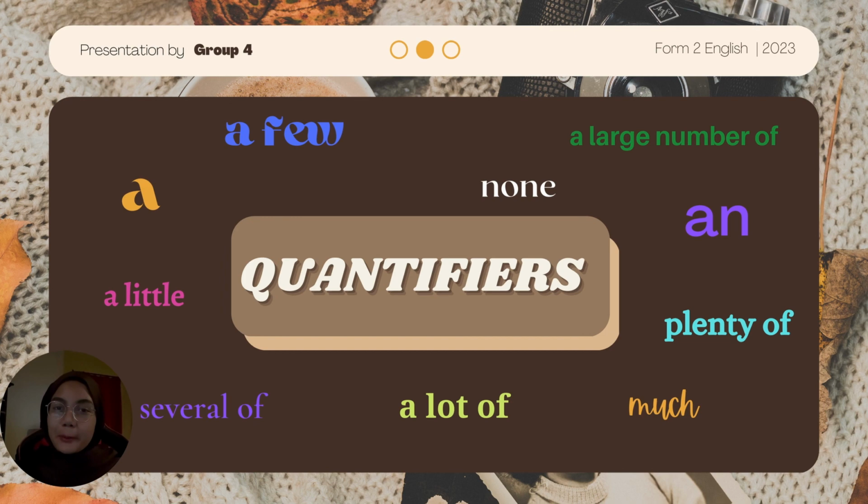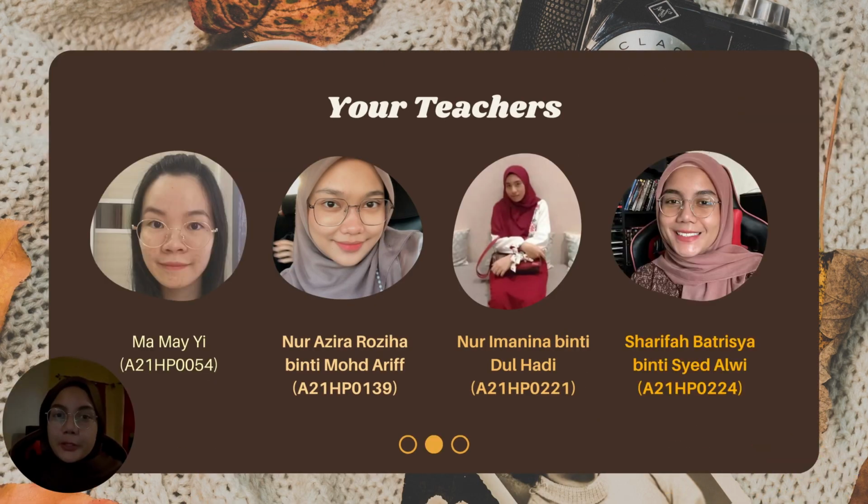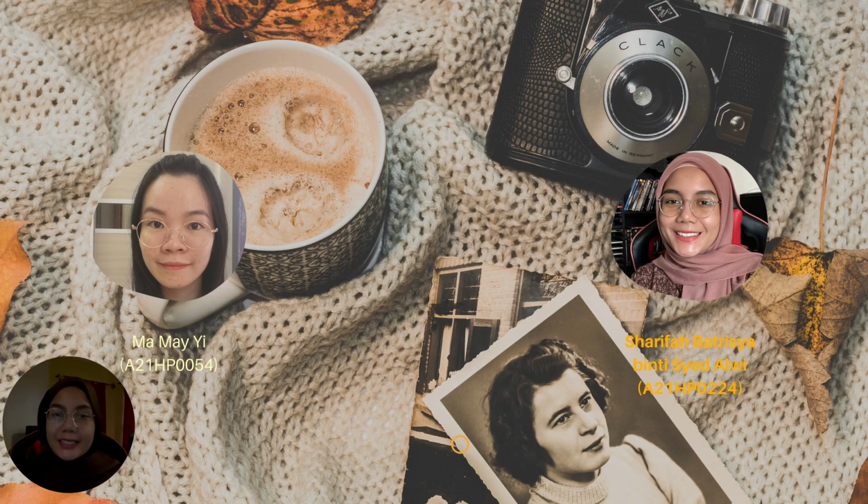Today we will learn about quantifiers. Come meet your teachers. First up, we have Ma Meyi or Teacher Meyi. Secondly, we got Nur Roziha binti Muhammad Ariff or Teacher Azira. And then we got Nur Imanina binti Dul Hadi or Teacher Imanina. And lastly, myself, Sharifah Batrisya binti Syed Alwi or Teacher Isha.